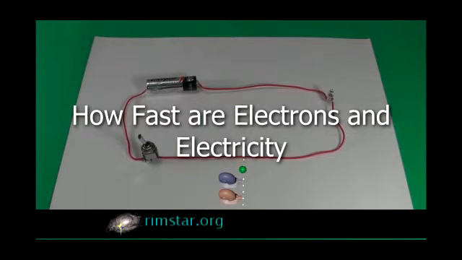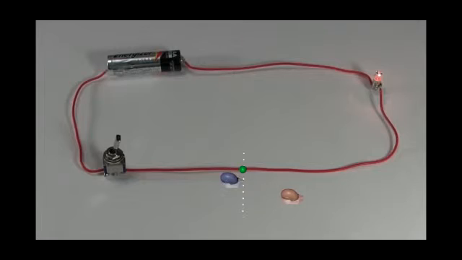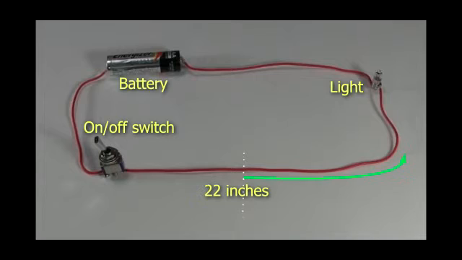How fast does an electron move down a wire? Which would win in a race, an electron or snail? Let's answer the second question first. You may be surprised to learn that the snail would win, easily. Let's use this electrical circuit as our racetrack. It has an on-off switch, a battery, and a light. The distance around our racetrack is 22 inches.